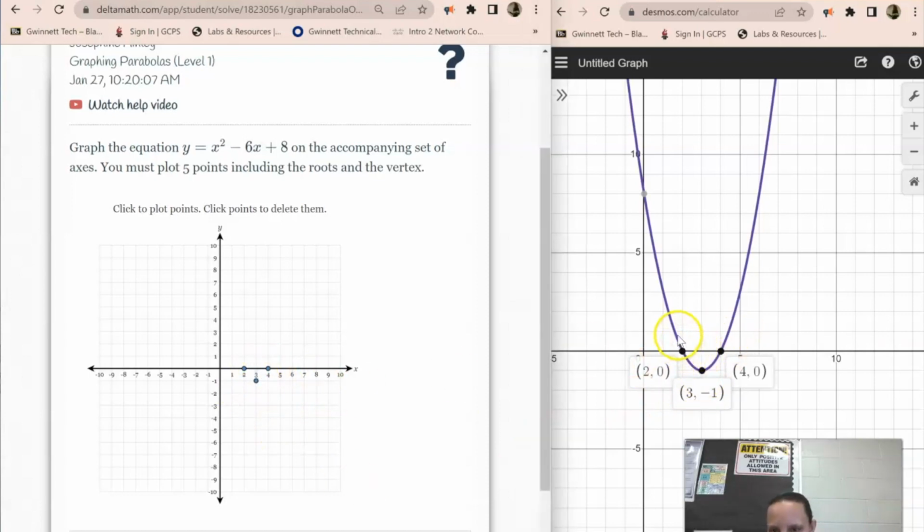So again, going this way, here's a point right here at (1, 3). Going this way, it'll be the same distance. So look, left 1, up 3, left 1, up 3. There will be a point at (5, 3). I'm just gonna go check that. (5, 3). Yes, there is a point.